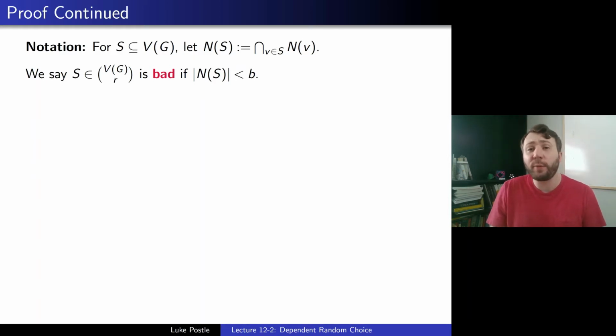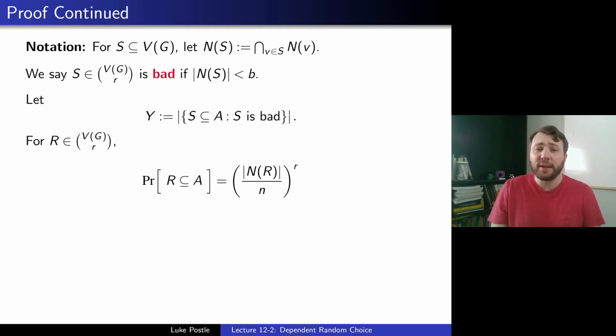So these are the ones we want to avoid. And so we'll let Y be the number of subsets S of A, so those r-tuples where S is bad, that are in A. And we would like to avoid all of these, so let's calculate the expectation of Y. To do that, for a given R in V(G) choose r, what's the probability that R is a subset of A? So that this bad tuple ends up in A.